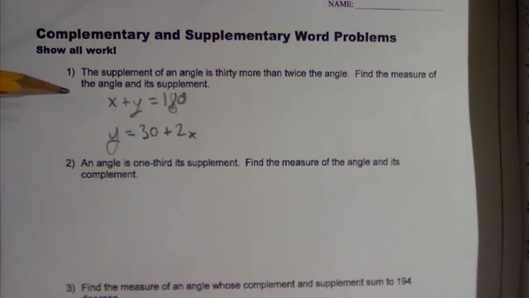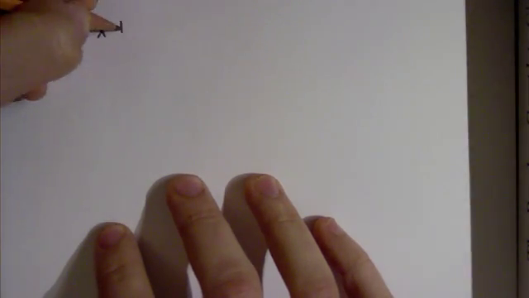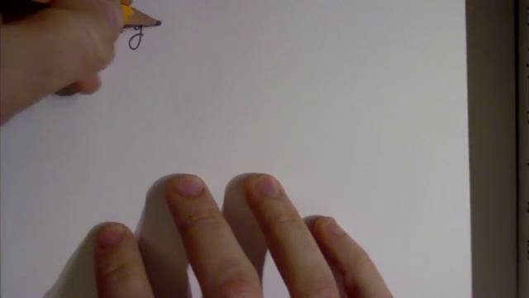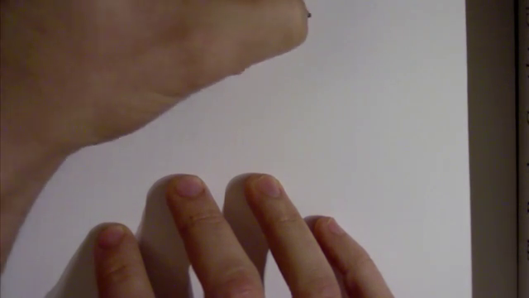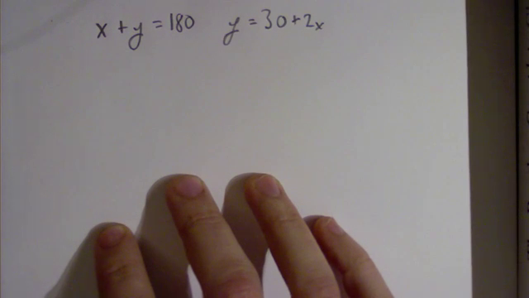At this point, I have two equations and two variables. I can solve those, but let's go over a little more explicitly how to go about solving them. To do that, I'm going to rewrite these two equations on a piece of paper where I have more room to work with. So I have x plus y equals 180. Then my second equation was y equals 30 plus 2x.